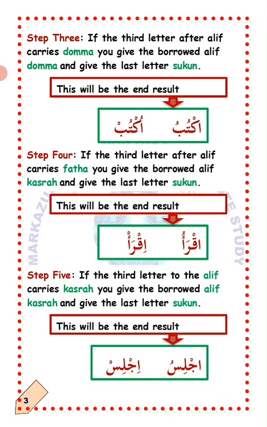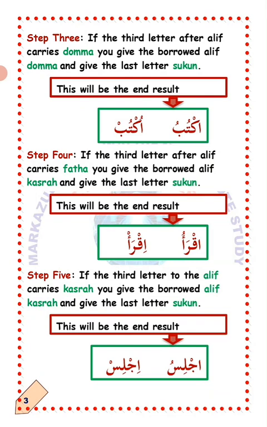In the case of yajlis, which means he is sitting down, from jalasa yajlisu, the wazn is fa'ala yaf'ilu, and qara'a yaqra'u is fa'ala yaf'alu. So how do we derive amr from yajlis? You replace ya' with alif. You now count your letters, starting with the alif.